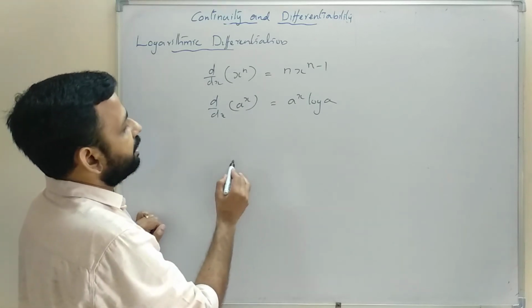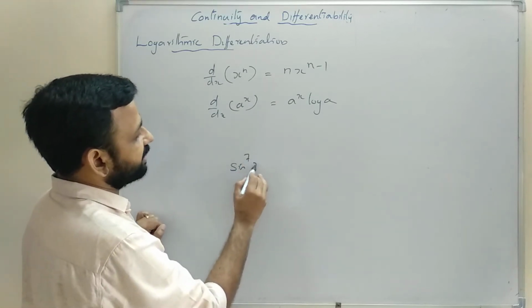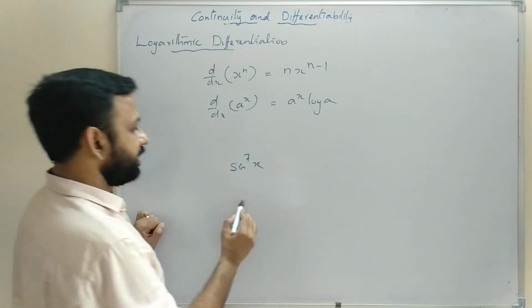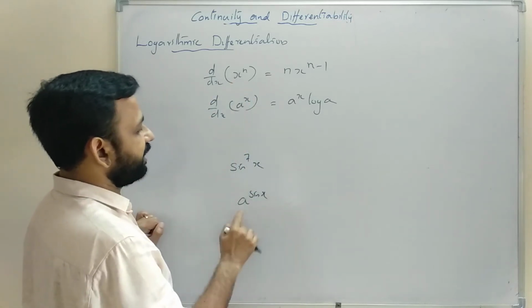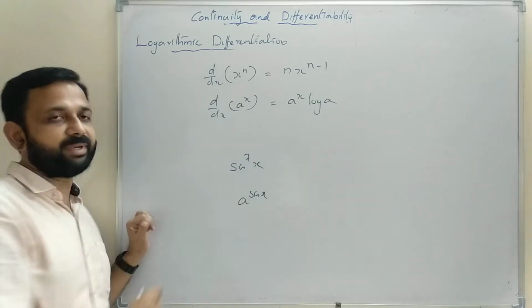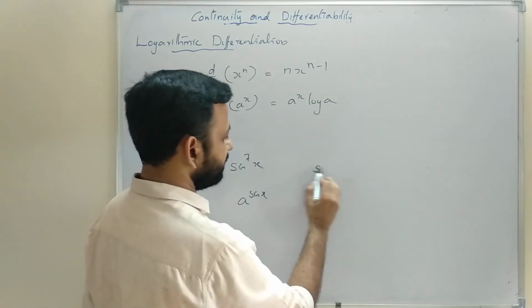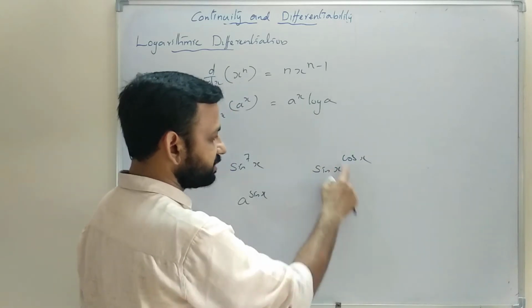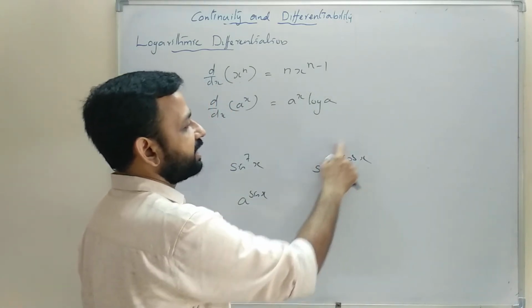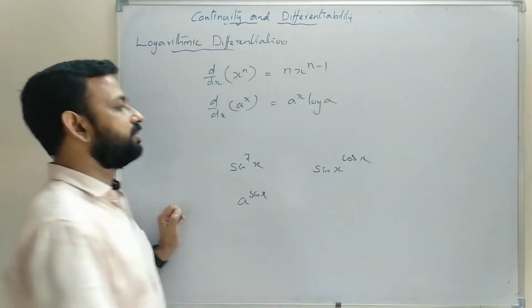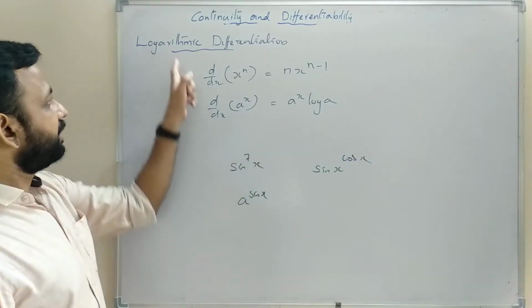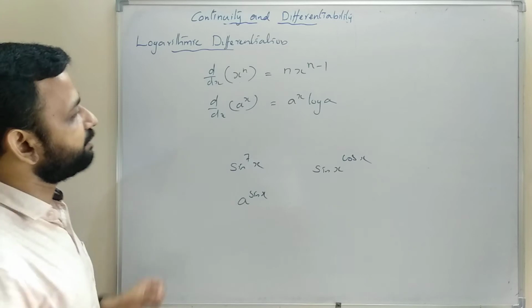Example, sin x raised to 7, we can differentiate by using this formula. a raised to sin x, we can differentiate by using the second formula. But sometimes we may get sin x raised to the power cos x. So here the base is a function in x and the power or exponent is also a function in x. So this type of function can be differentiated by logarithmic differentiation.